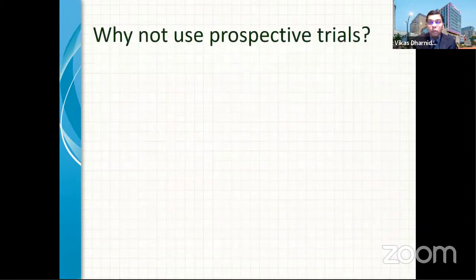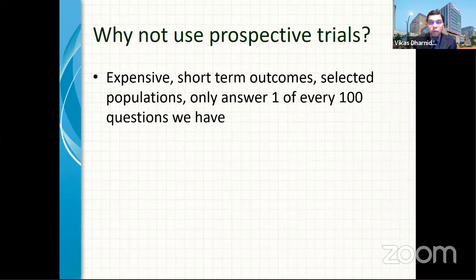So how do we then judge what complications are acceptable versus what efficacy we desire? And why not use prospective trials more for that? As I've already mentioned to you, these are expensive, short-term, and in my estimate, they only answer 1 out of maybe 100 questions we might have.